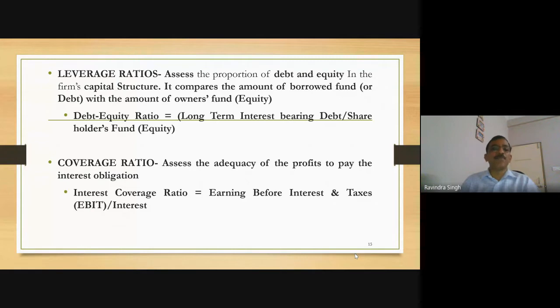It should not be. And further comes the coverage ratio. Once you go through the leverage ratio, still you find some refined data. So what is the ability to pay your interest?